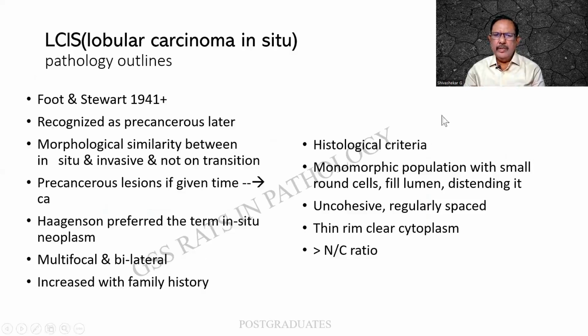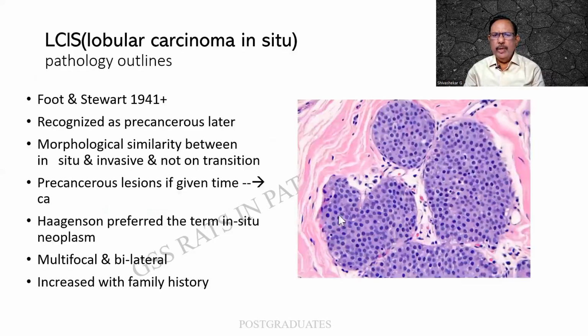You'll have to look at the histological criteria, identify the monomorphic populations which appear filled, but then they are non-cohesive. They have a thin rim of cytoplasm and an increased NC ratio. So they are filling up. There is a distension of the lobule. There is a bulging of it. There is no area of lumen, etc. And the cells are all small, but still there is a mild pleomorphism, a very thin rim of cytoplasm that is seen over here, and multiple units are being affected again.